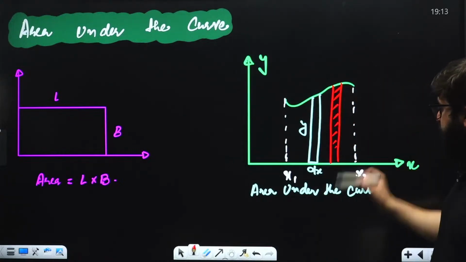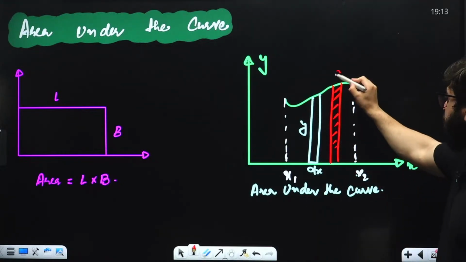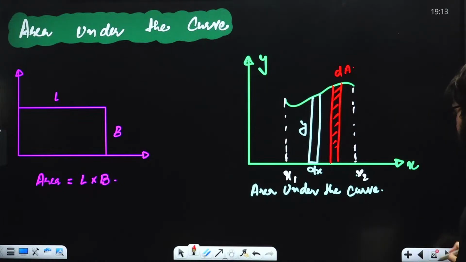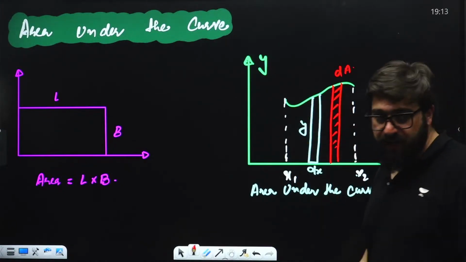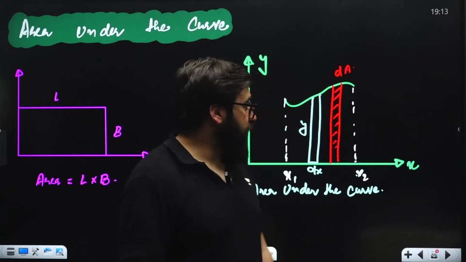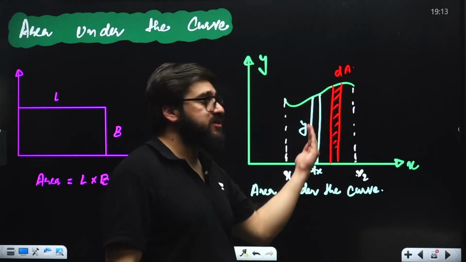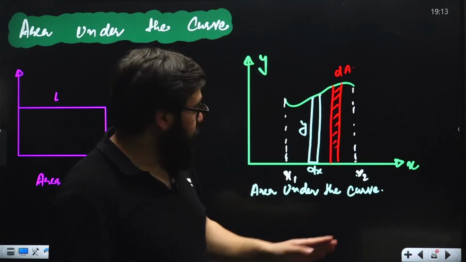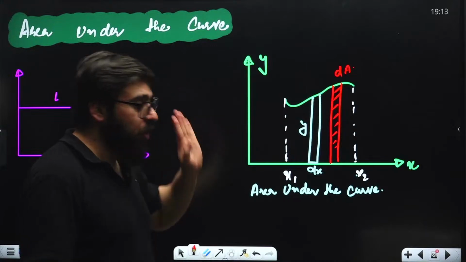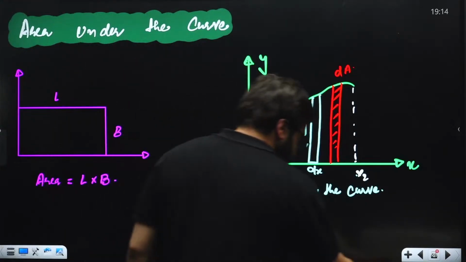We will find its area also, that will come out to be dA. So we say area of this is also dA. Similarly, one more strip over here, its area is also dA. So we are basically cutting this in infinite number of strips. Okay. Now guys see.